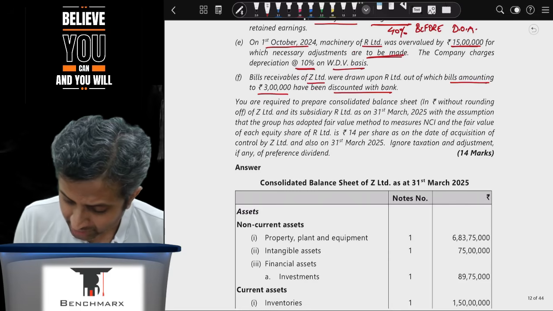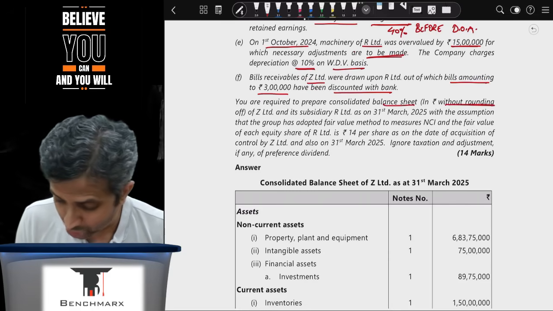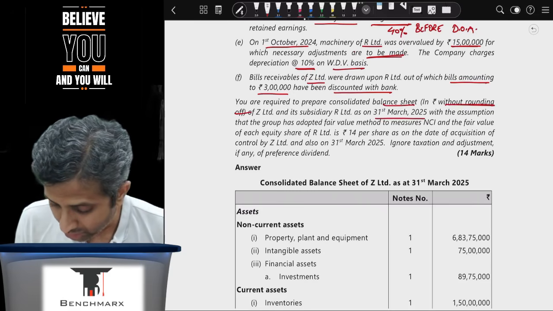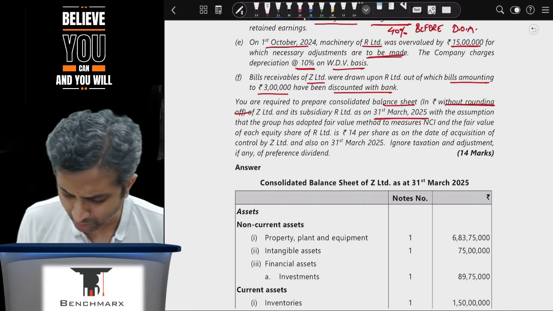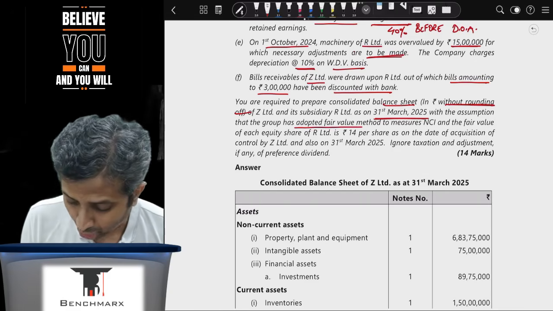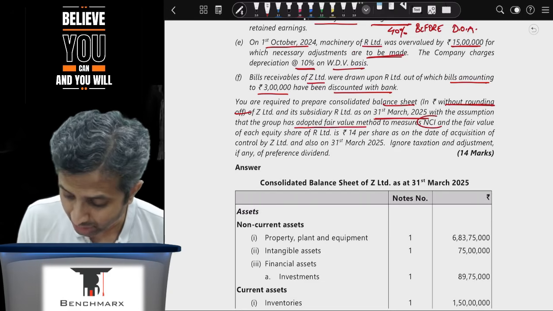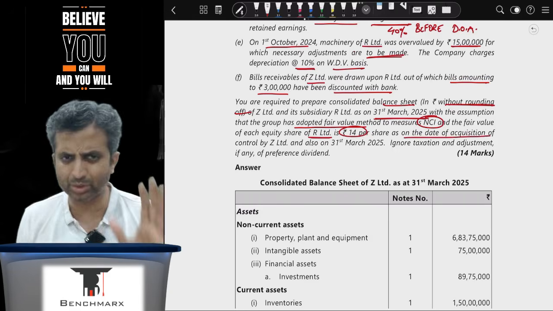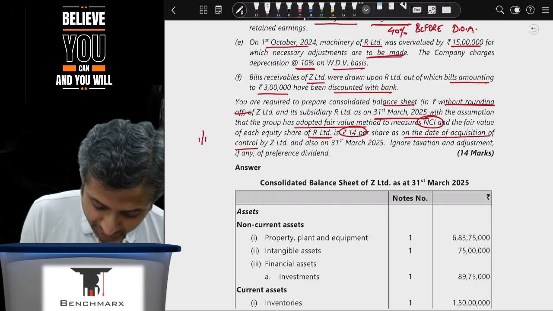You're required to prepare CFS without rounding off. Okay, so in our solution also we have given the full numbers, for Z and its subsidiary on 31st March 25. This is the date of consolidation, with the assumption that the group has adopted the fair value method to measure NCI, and the fair value of each equity share of R is 14 rupees per share as on the date of acquisition of control. So maybe this is on 1st of January 25.